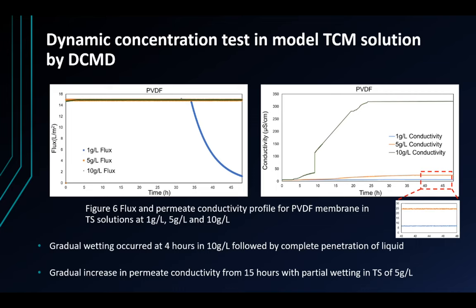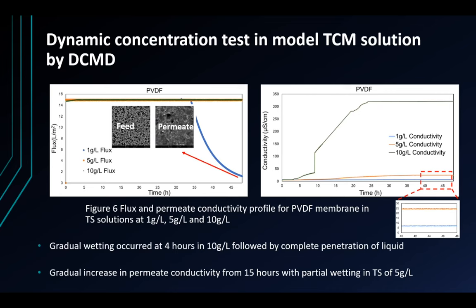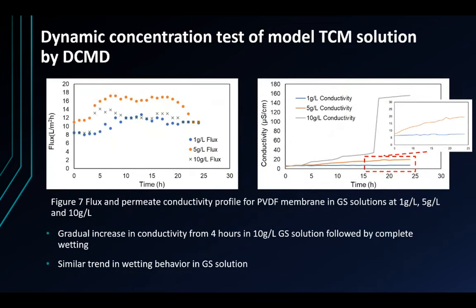Although we couldn't see a rapid increase in the conductivity change in the 1 gram per liter test, flux decline was significant in the TS solution. And we conducted an SEM analysis on the membrane surface after the test. We confirmed that the pore on the permeate side was completely blocked by a layer of deposition. Later, we also conducted a dynamic concentration test in the GS solution with PVDF membrane, and we observed a similar trend of wetting behavior. However, we did not see a flux decline in the GS solution at low concentration.